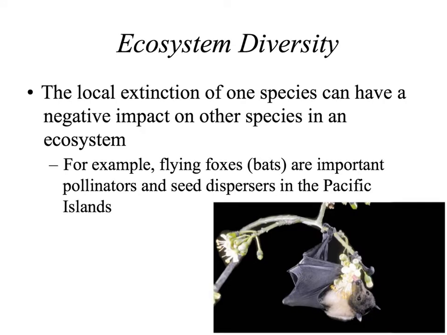Ecosystem diversity is important. We see that local extinctions of one species can disrupt an entire ecosystem and cause a collapse in species in that ecosystem. A good example of this is when we see flying foxes, a type of bat, which are important pollinators and seed dispersers in the Pacific Island. If this bat were to go extinct, many of the species of trees that it eats fruit from would also go extinct. This would disrupt the whole ecosystem. Many organisms rely on those trees as food and shelter. Without them, we would see a loss of a great deal of diversity.